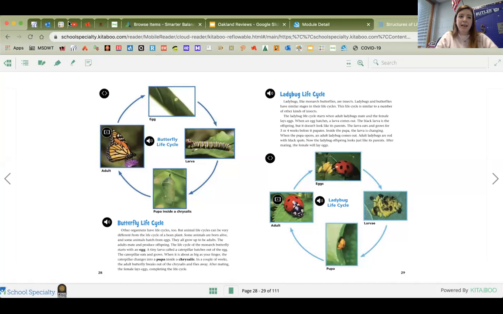Hi, everyone. Today we are going to continue talking about life cycles. So, yesterday we were introduced to life cycles and the life cycle of a bean. All right, and so today we're going to read about 4 different types of animals and insects.